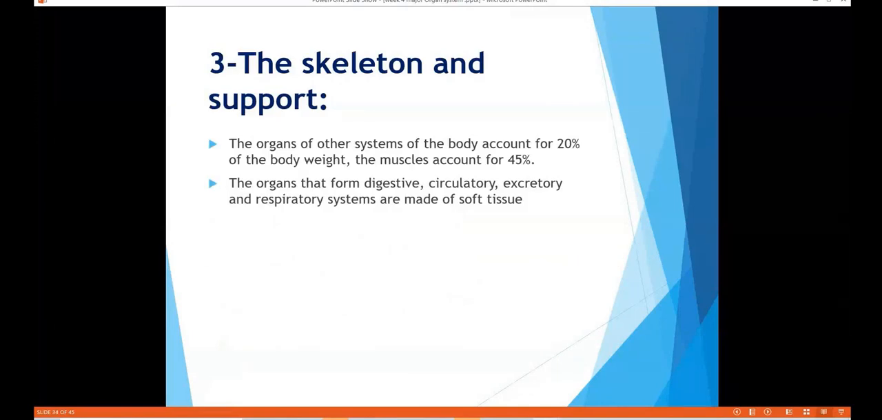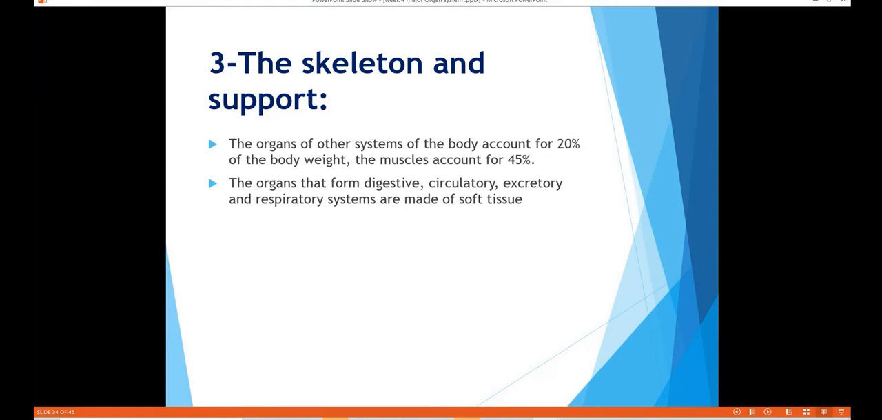Fair enough. So let's talk about the function of the skeleton: support. How does it provide support to your body? The organs that form systems such as the digestive, circulatory, excretory and respiratory systems account for 20% of the body's weight. The organs are made from soft material and have no strong supporting material inside them. So the bones of the skeleton provide a strong structure to which the organs are attached. They allow the organs to be spread out in the body without squashing into each other.